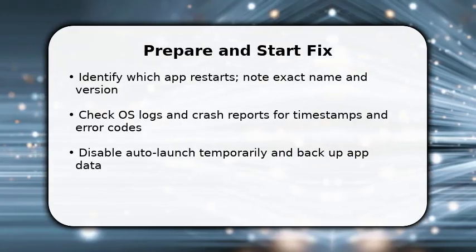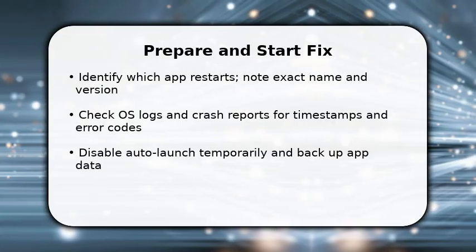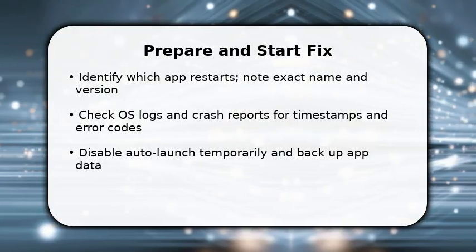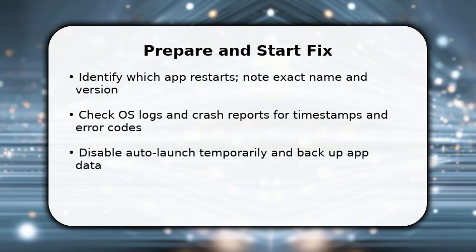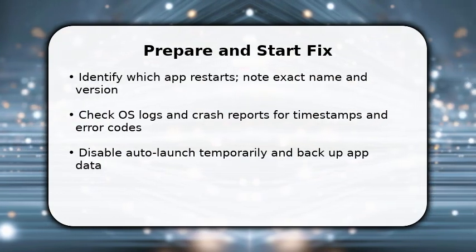Next, open the System Event Viewer or console and filter for the app name. Record any error codes you see, because those codes guide the targeted fixes you'll apply in the next steps.